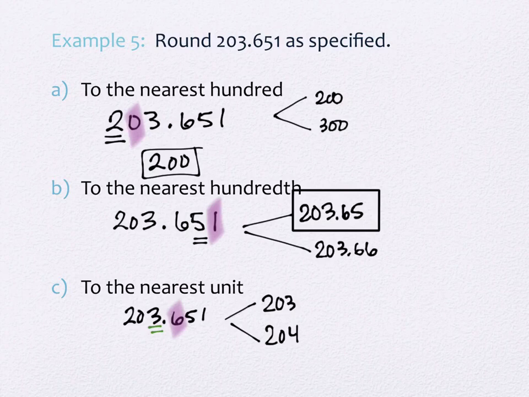The 3 either stays the 3, right? It stays, or it goes up. The 6 tells me what I need to do. I finally got one that's in the 5 to 9 range. And 5 to 9 range means I'm going to do what? Up. So this one's answer is 204.